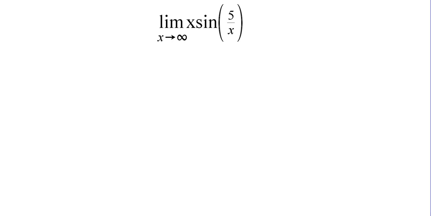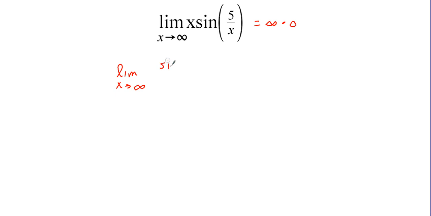We're going to look at a few different indeterminate forms of limits. So the first one here is the limit as x approaches infinity of x sine 5 over x, which is of the form infinity times the sine of 5 over infinity, or the sine of 0, which is just 0. So when we have a form of infinity times 0, we want to rewrite it so that it becomes either 0 over 0 or infinity over infinity. And then we can apply L'Hopital's rule.